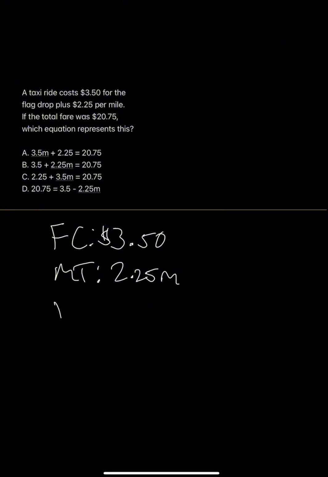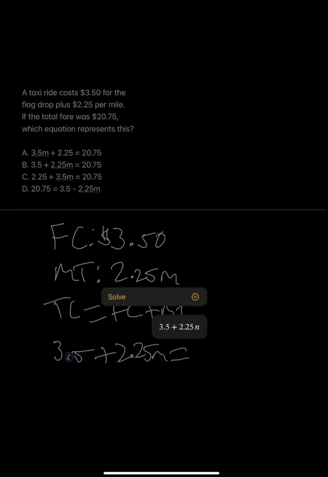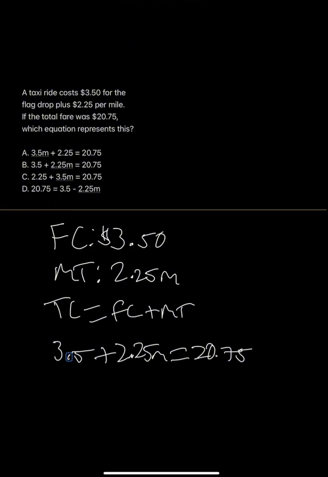And so the total cost is going to be equal to our fixed cost plus the cost per mile times the number of miles, or the miles traveled cost. So FC plus MT, which means that the equation that represents this is ultimately going to be, we know that our total cost is $20.75. We could say that 3.5 plus 2.25M is equal to 20.75, or an answer choice of B.